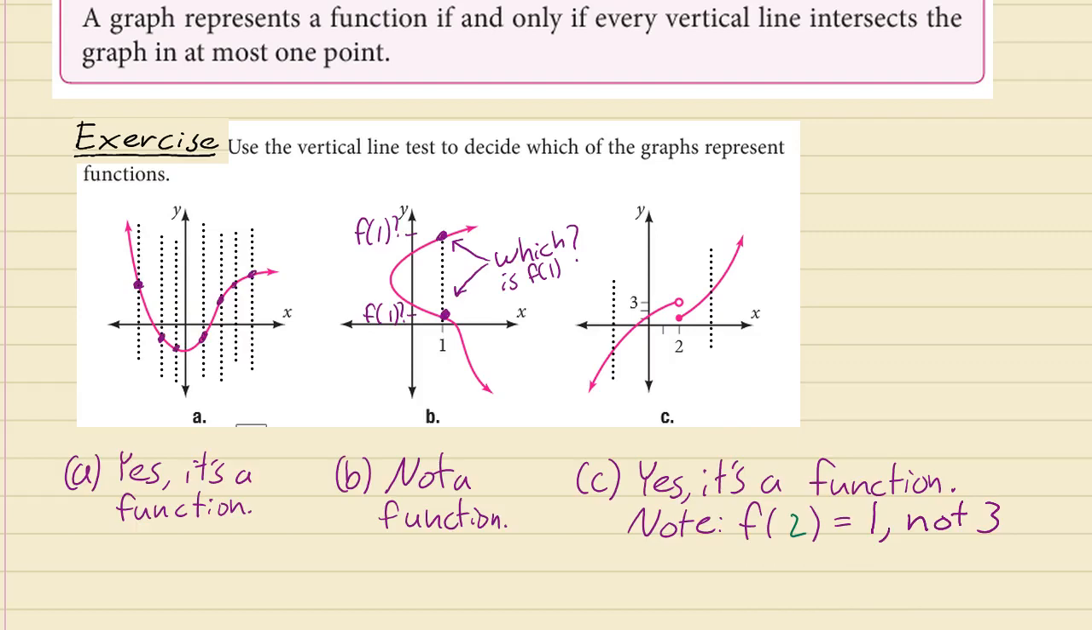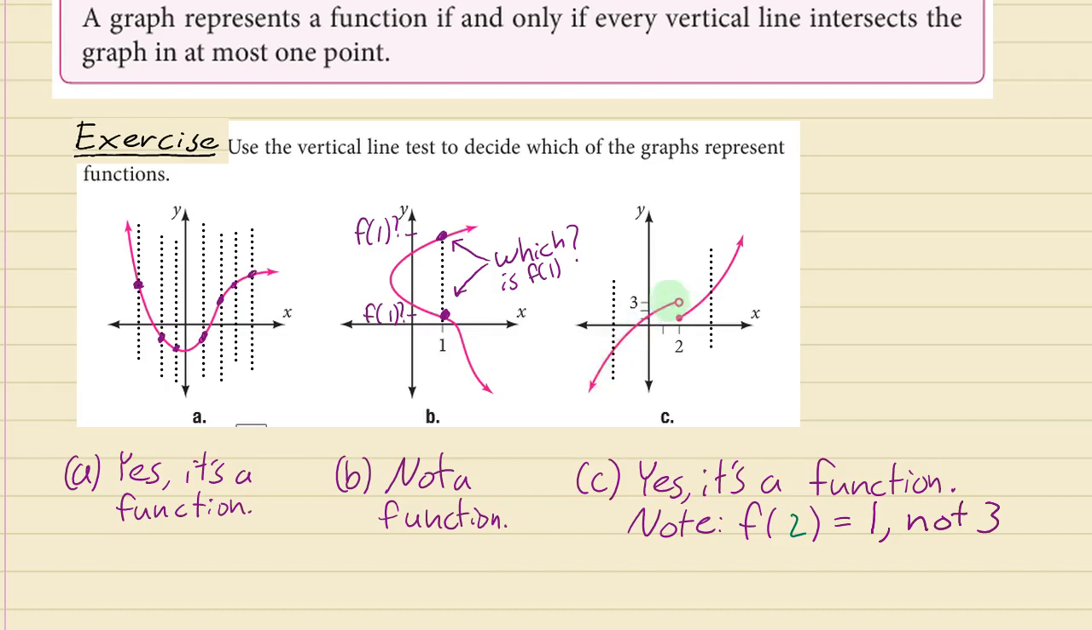Here's the answers. This first one is definitely a function. Every vertical line you can draw, you can see intersects it only at one point. With this one, if there is just one value of x, such as x equals 1, and you get two different values of y with that vertical line, that means it's not a function.